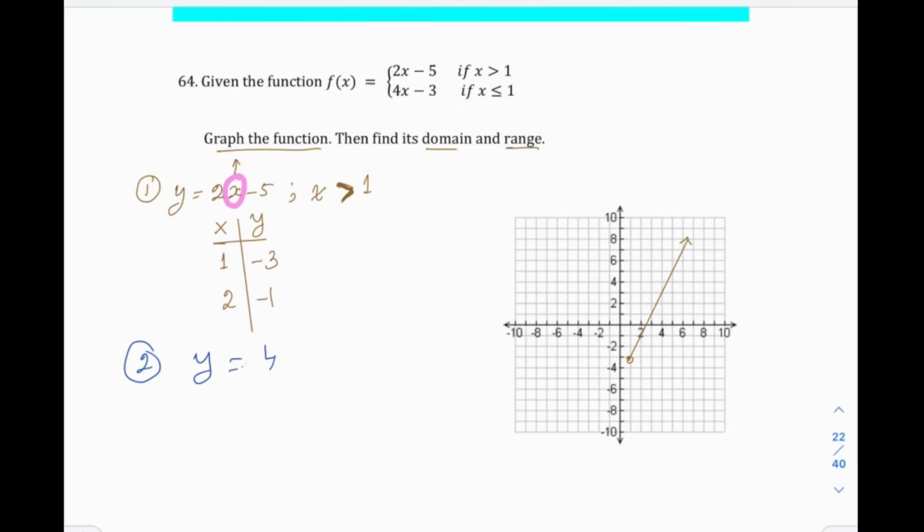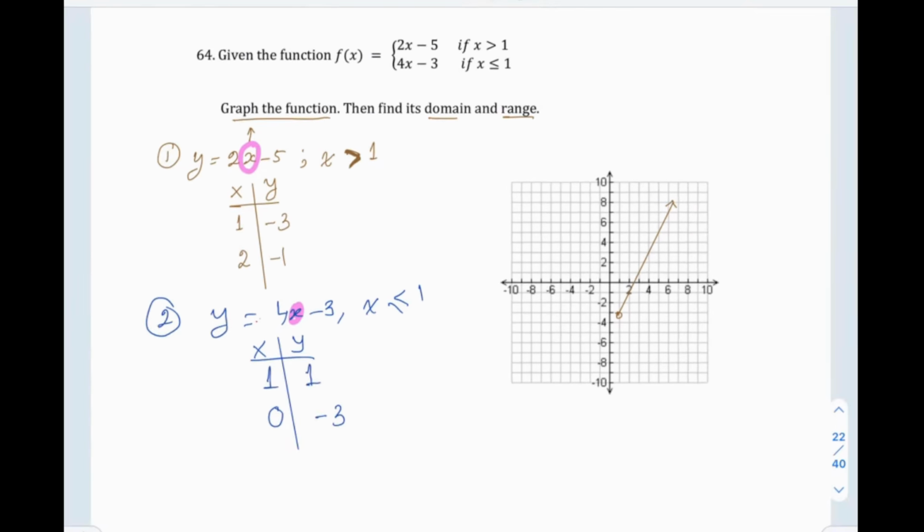Okay, moving to the second piece. y equals 4x minus 3 when x is less than or equal to 1. So this is the table that I am generating. We will start also with 1, replacing x by 1, so it will be 4 times 1, 4. 4 minus 3 is 1. Replacing x by something less than 1, so you choose 0. 4 times 0 is 0, 0 minus 3 is -3.